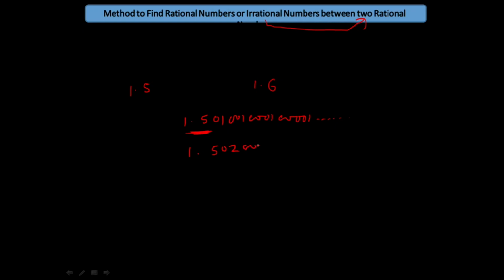If it is asked to find more numbers, I can find more. 1.502002000200002 and so on. This number is also lying between these two given numbers. So it is up to the requirement. I can find as many numbers as I want. I guess this concept is clear.